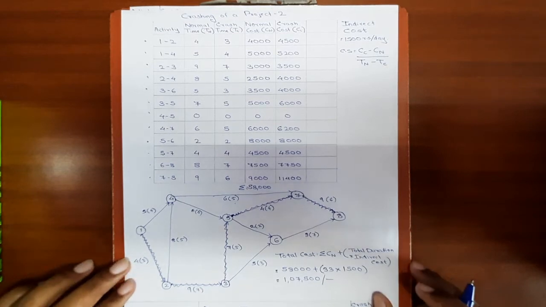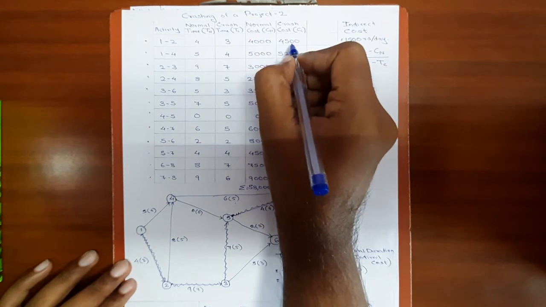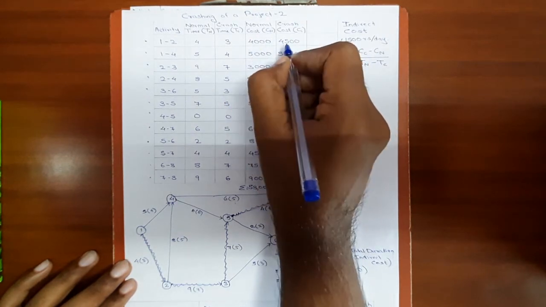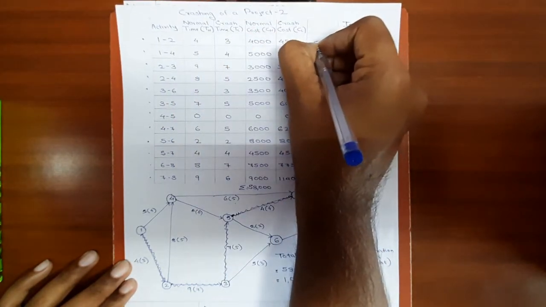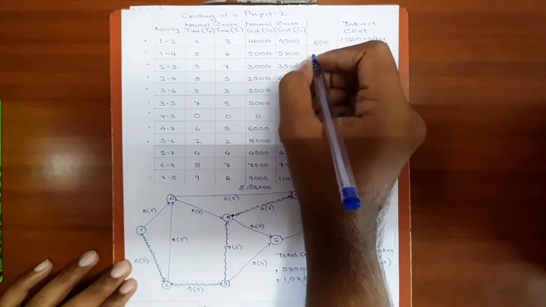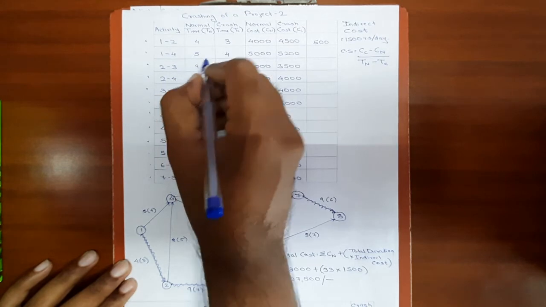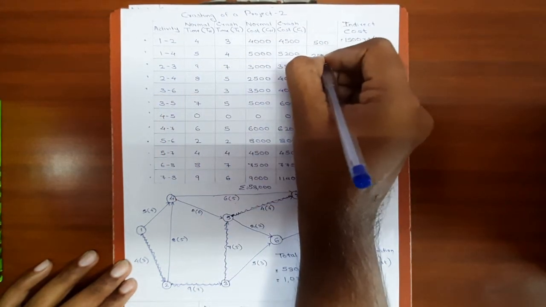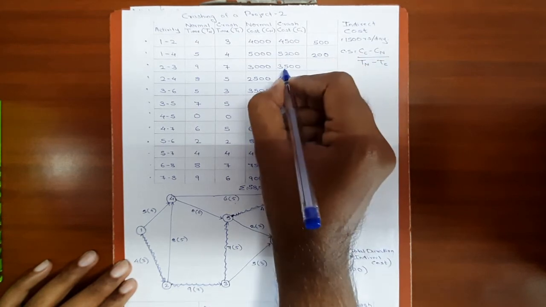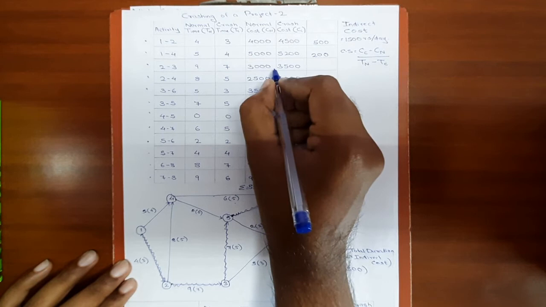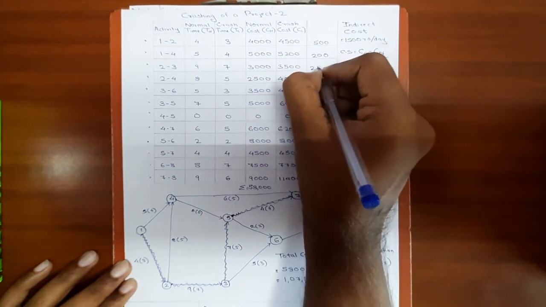Okay, so now we will be calculating the cost slope of all the activities. For the first activity, 4,500 minus 4,000 gives 500. 500 divided by 4 minus 3 is 1. So the cost slope is 500. For the second activity, 5,200 minus 5,000 divided by 5 minus 4, the cost slope will be 200. For the third activity, 3,500 minus 3,000 divided by 9 minus 7 is 2. 500 divided by 2 gives 250.